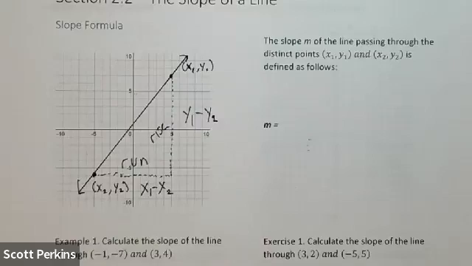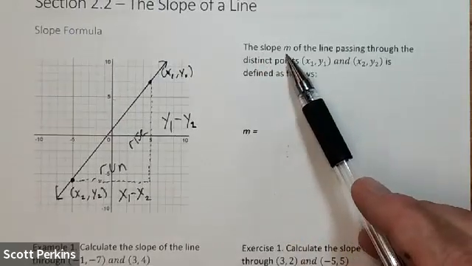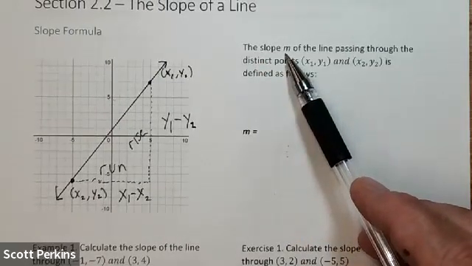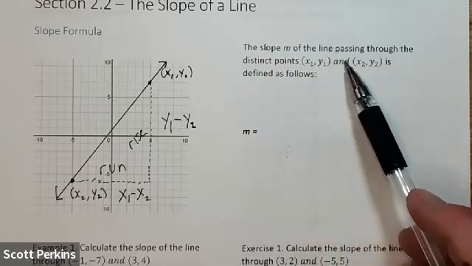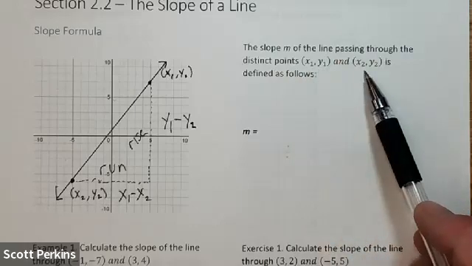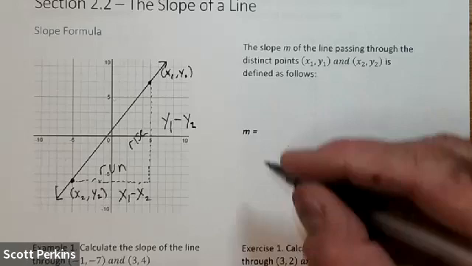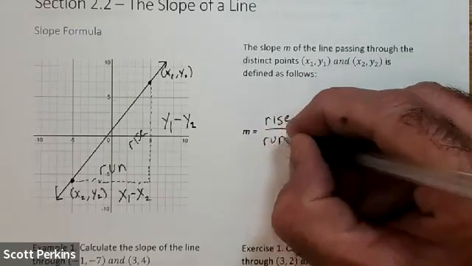And now that I've calculated how far up I've gone and how far left and right I've gone, we use those two measurements to create a ratio, and that's called the slope. So over here on the right side of our page, the slope. For the slope, we use the letter m. I don't know why, probably has something to do with Latin. The slope m of the line passing through the distinct points (x1, y1) and (x2, y2) is defined in the following way. You already told me it's the rise over the run.